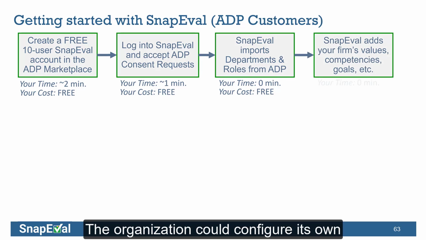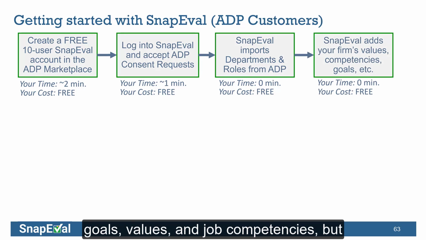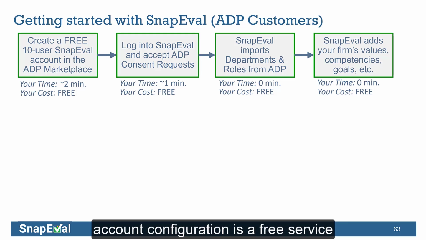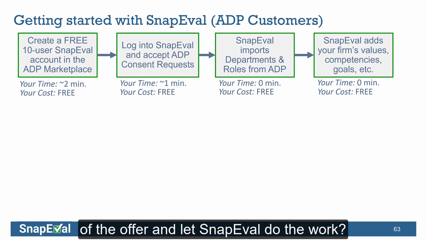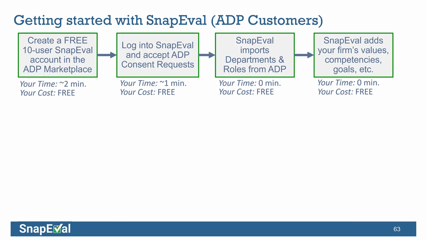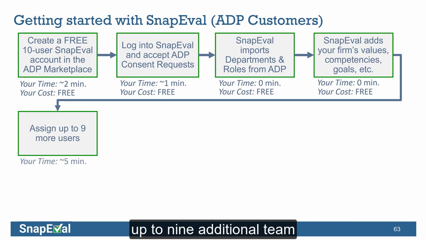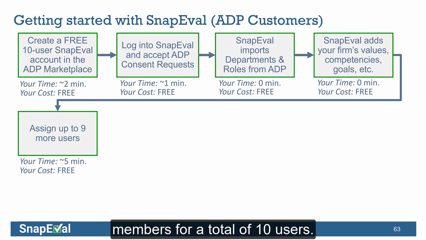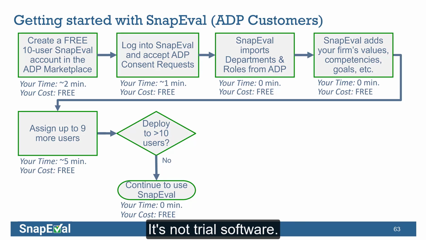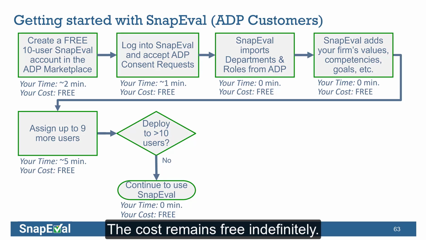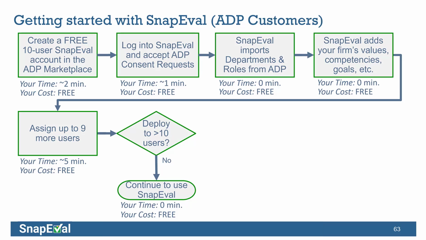Notice that there's still no cost to the organization in this process. The organization could configure its own goals, values, and job competencies, but account configuration is a free service from SnapEval, so why not take advantage of the offer and let SnapEval do the work? The organization can then add up to 9 additional team members for a total of 10 users. The organization is now ready to use its free 10-user account. All features are included and there's no time limitation. It's not trial software. The cost remains free indefinitely.